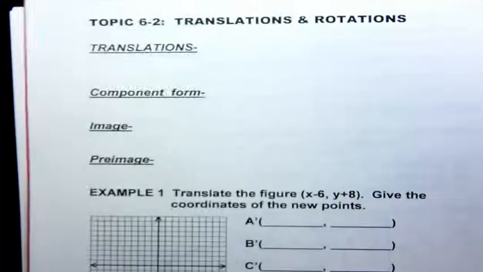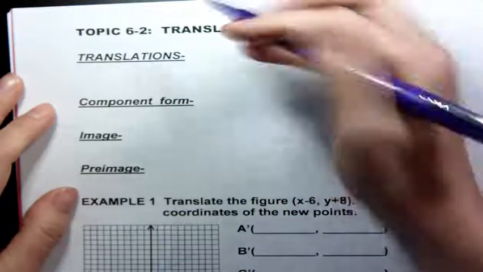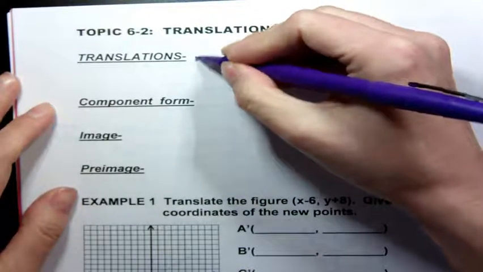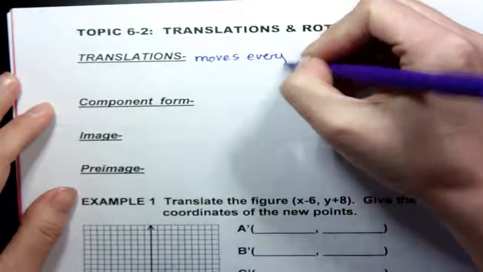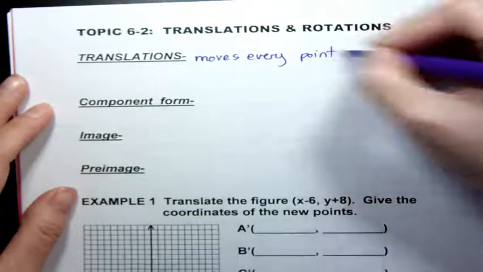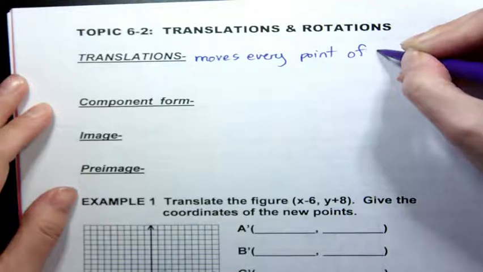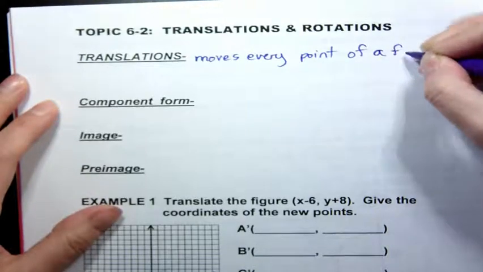Alright, so just some basic definitions that you've probably heard in middle school. A translation moves every point of a figure in the same direction.